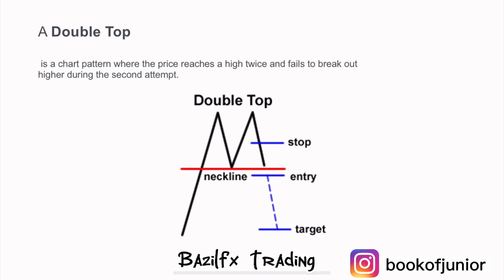So our first pattern is the double top. A double top is a chart pattern where price reaches a high twice and fails to break out higher during the second attempt. So this is what they're trying to mean. Price finds resistance there, it fails to break, it comes back here to find support, again it goes back to break, it falls. So in that way it forms an M pattern, which is called the double top.